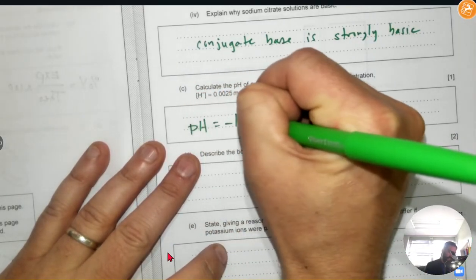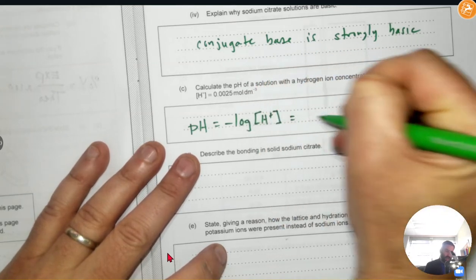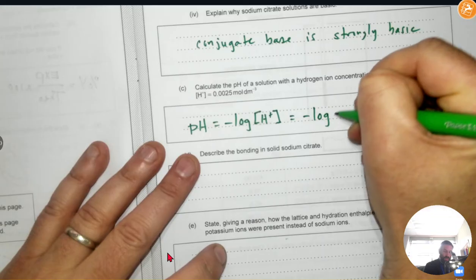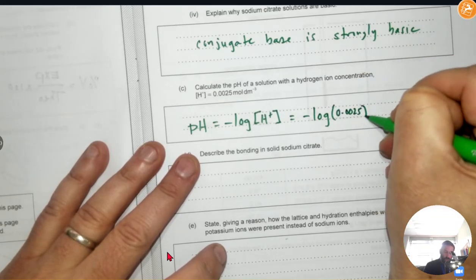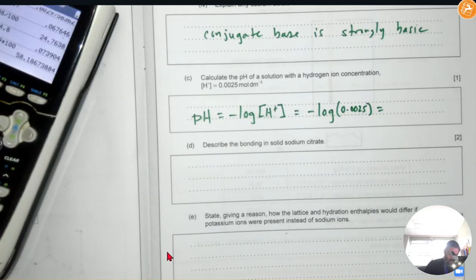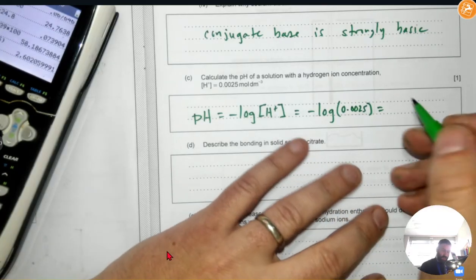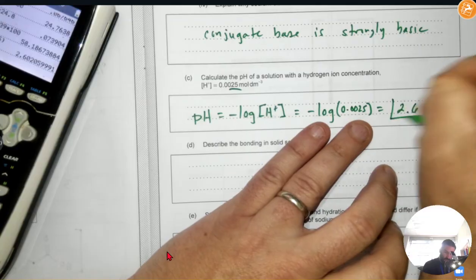All right, so calculate the pH if the hydrogen ion concentration is 0.0025. That's easy peasy. pH is just the negative log of the concentration of hydrogen ions in solution. So you just got to take the negative log of 0.0025, which is 2.60. 2 sig figs there, so I'm just going to say it's 2.6.